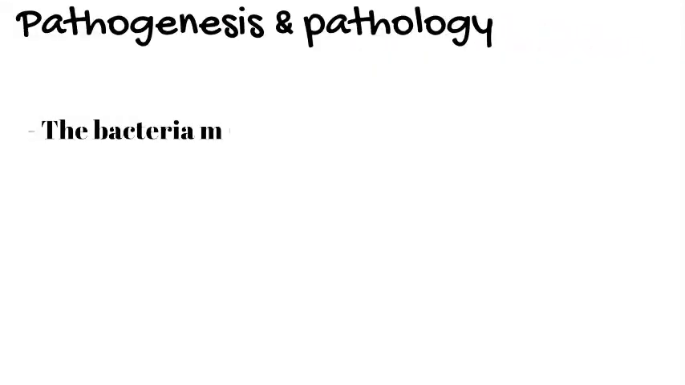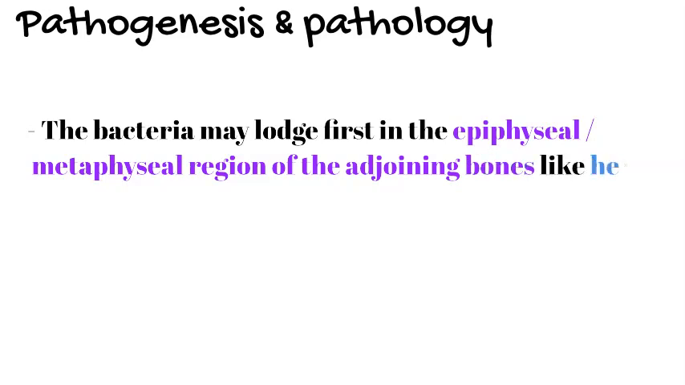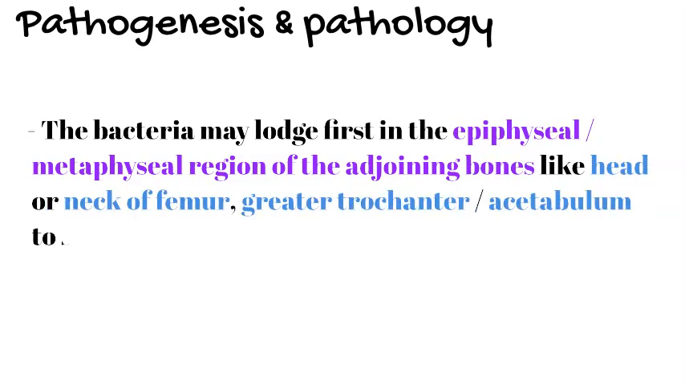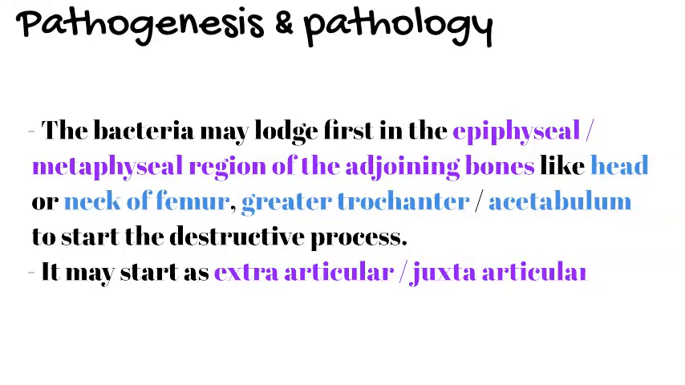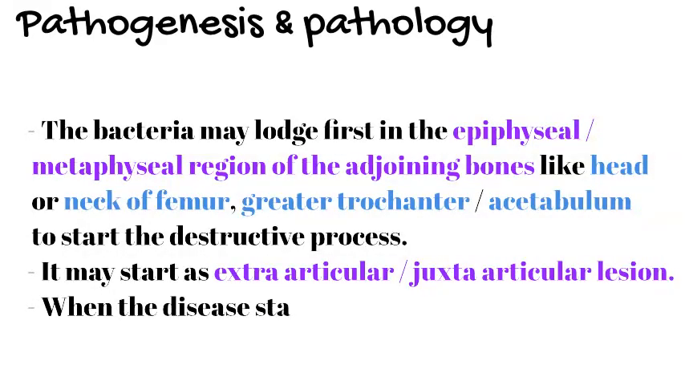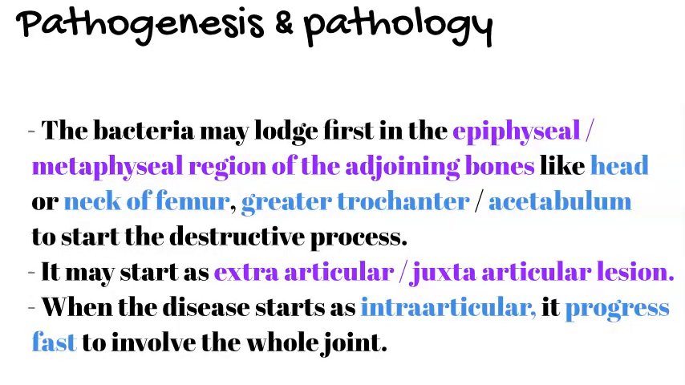The bacteria may lodge first in the epiphyseal or metaphyseal region of the adjoining bones like the head or neck of femur, greater trochanter or acetabulum to start the destructive process. It may start as an extra-articular or juxta-articular lesion. When the disease starts as intra-articular, it progresses fast to involve the whole joint.